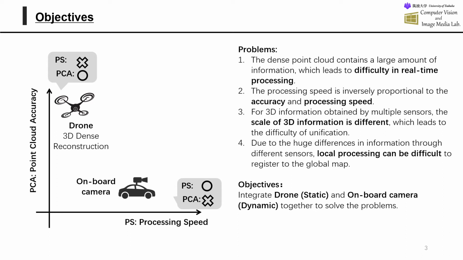And second, the processing speed is inversely proportional to the accuracy and the mapping range. Less information is available for real-time processing, however, it is not sufficient for the reconstruction of a distant scene in large-scale spaces. Third, for 3D information obtained by multiple sensors, the scale of 3D information is different, which leads to the difficulty of unification. And fourth, due to the huge difference in information through different sensors, the local processing can be difficult to register to the global map.